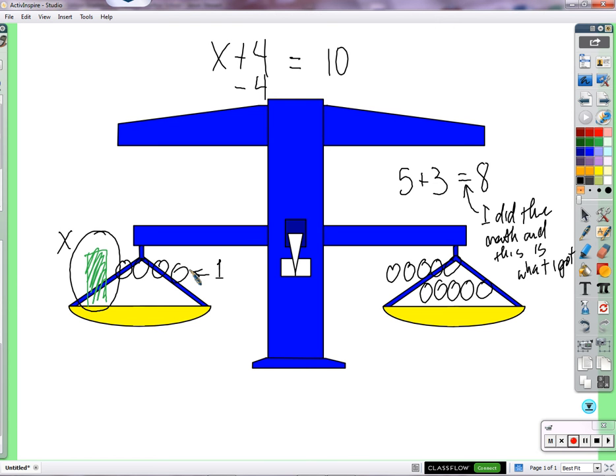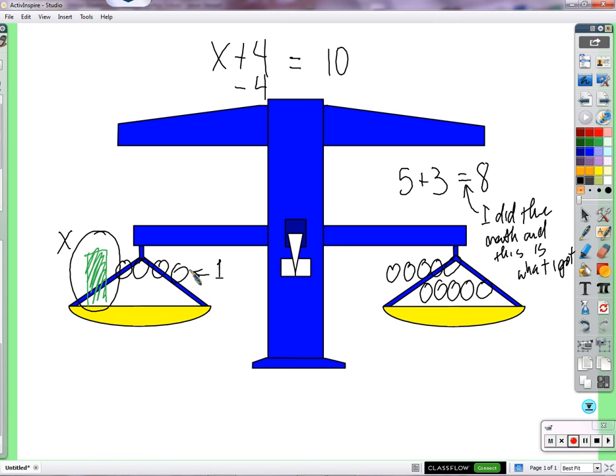Well, if I keep doing this, if I cancel out 2, 3, 4 of these on this side, I need to cancel out 2, 3, 4 on this side as well. It's the same as what Lane did, right? Yes. So the only difference is it represents what we're doing here with math symbols.